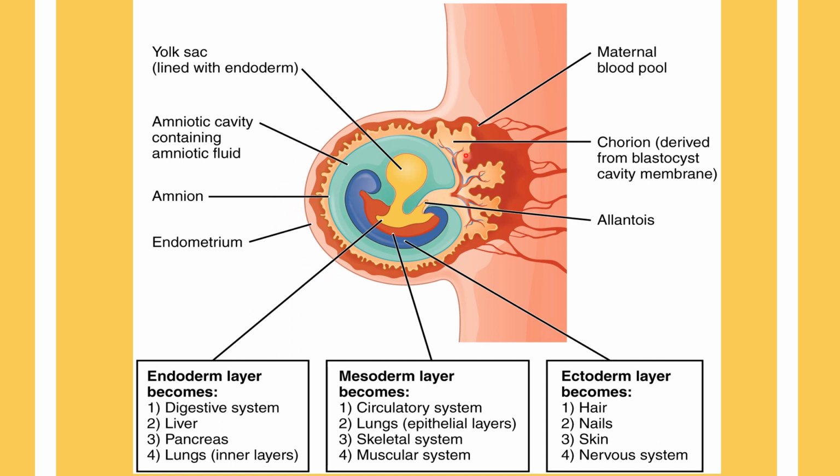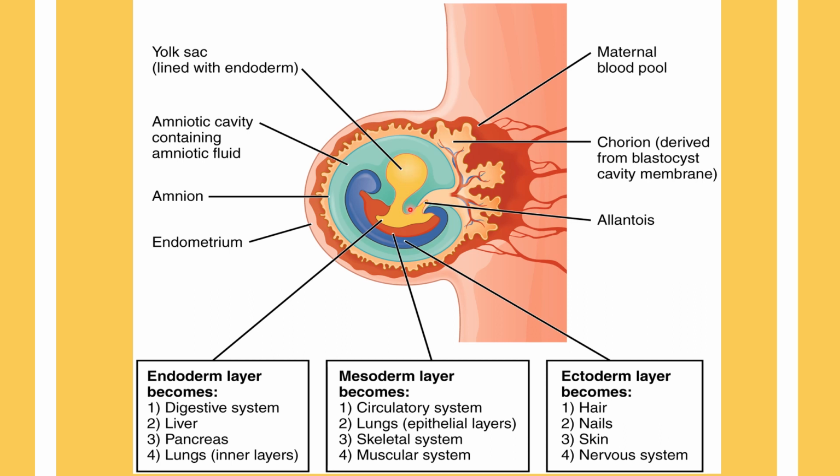This embryo is covered with four membranes. The outer one here is chorion, that is derived from blastocyst cavity membrane. We have allantois, we have amniotic cavity containing amniotic fluid. The structure is known as amnion, and then we have the innermost yolk sac which is lined with endoderm.